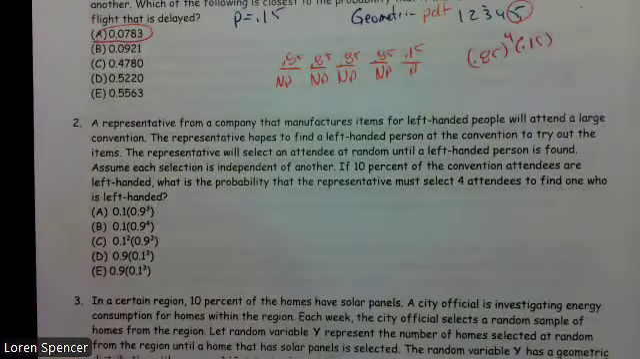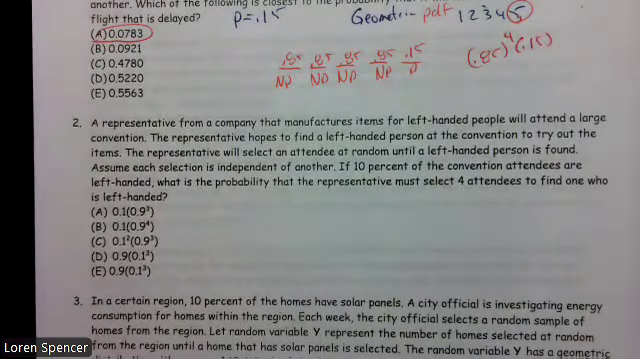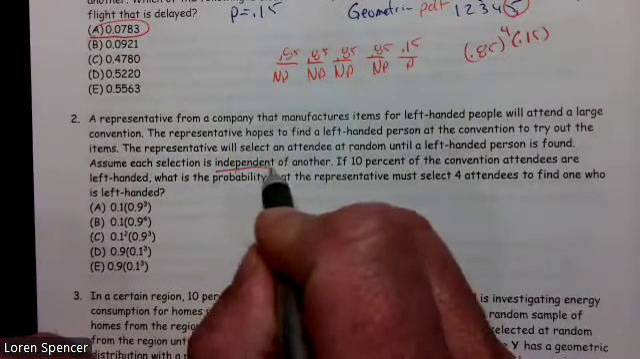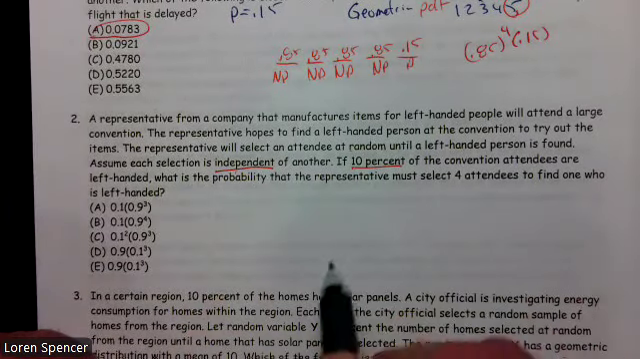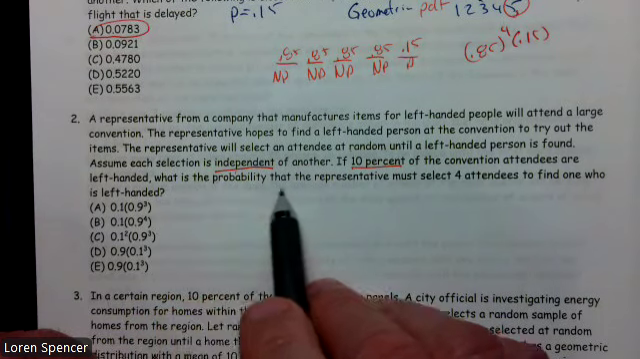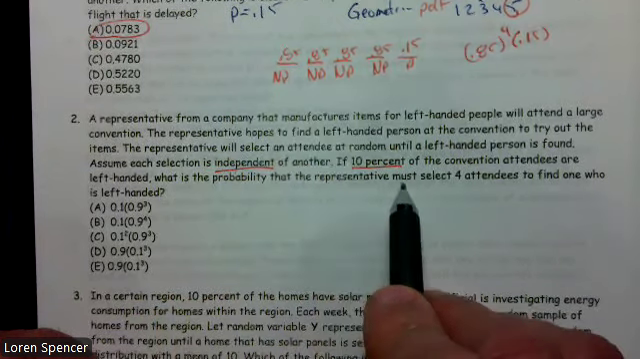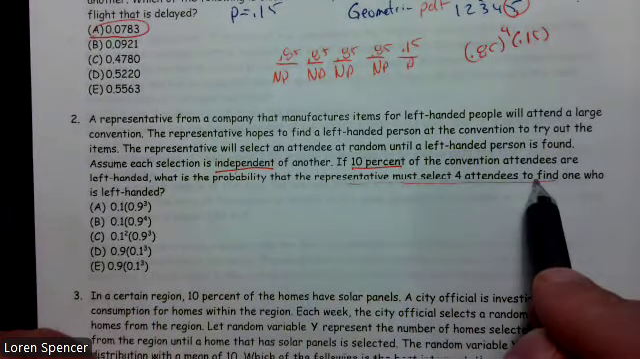All right, the next one. A representative from a company that manufactures items for left-handed people will attend a large convention. The representative hopes to find a left-handed person at the convention to try out the items. The representative will select an attendee at random until a left-handed person is found. Assume each selection is independent of another. That's important. 10% of the convention attendees are left-handed. What's the probability the representative must select 4 to find 1?